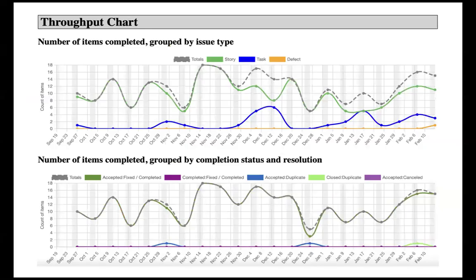So then we'll look at throughput. Now, in this case, I'm graphing throughput in two different ways. This is the same team in both cases, but on the top chart, I'm grouping everything according to what type it was. So we have some stories, some tasks, some defects, and then the gray dashed line is the total number. But we're getting some kind of a breakdown.